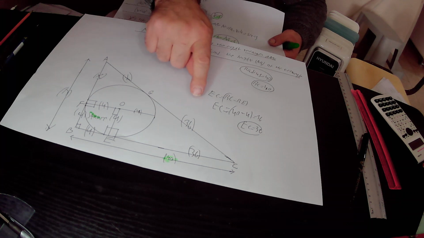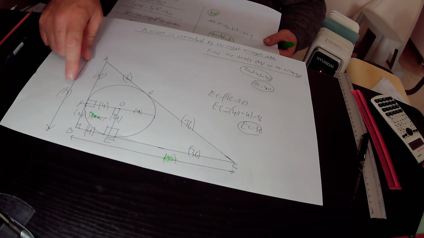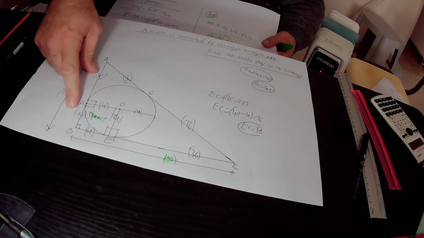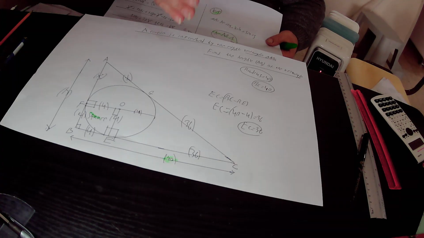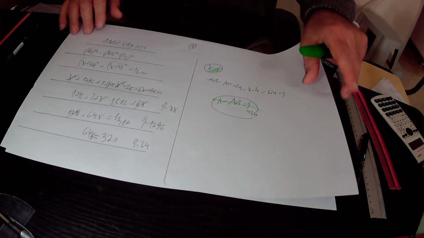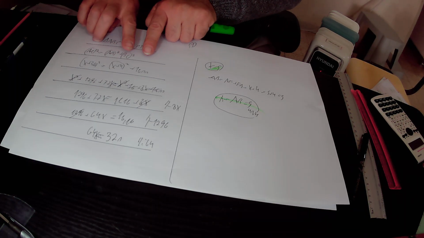AC is 36 plus X, therefore AC squared is (36 plus X) squared, which equals AB squared plus BC squared. AB is X plus 4, therefore AB squared is (X plus 4) squared. BC is 40, therefore BC squared is 40 squared, that is 1600. In total, we found that (X plus 36) squared equals (X plus 4) squared plus 1600.